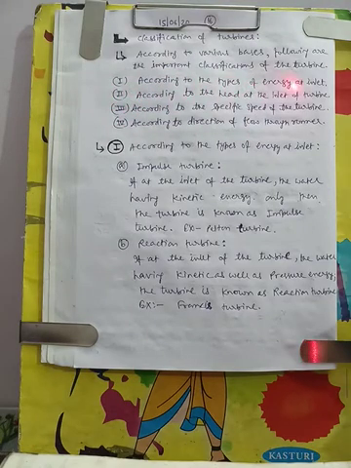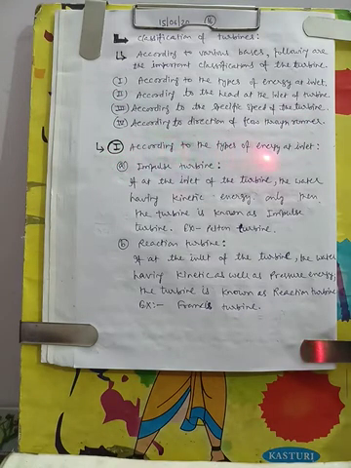Number 1, according to types of energy at inlet. Number 2, according to head at inlet of the turbine. Head at inlet means where the jet impacts on the turbine. Number 3, according to specific speed of the turbine. Number 4, according to direction of flow through the vanes or runner. These are the four important bases for the classification of turbines. Let us see one by one.